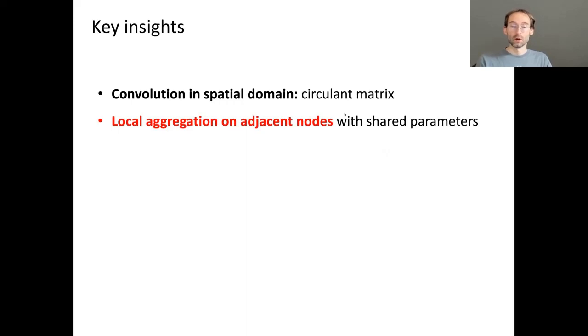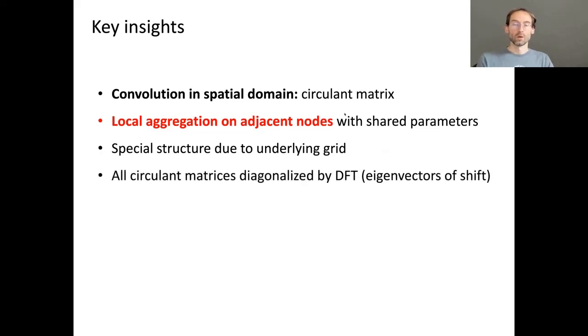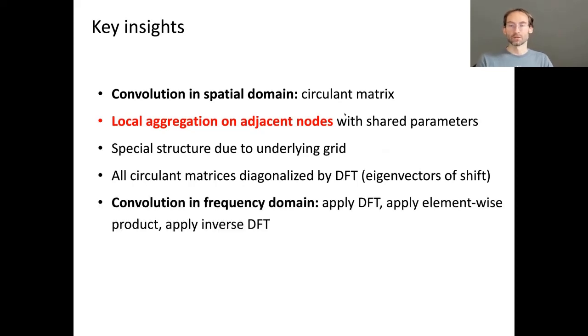You can think of it as a local aggregation on adjacent nodes with shared parameters. And this structure comes from the underlying grid structure. Now, we also see that circulant matrices are diagonalized by the DFT, whose vectors are eigenvectors of the shift. And therefore, we can implement convolution in the frequency domain by first applying DFT, then element-wise product, then inverse DFT.